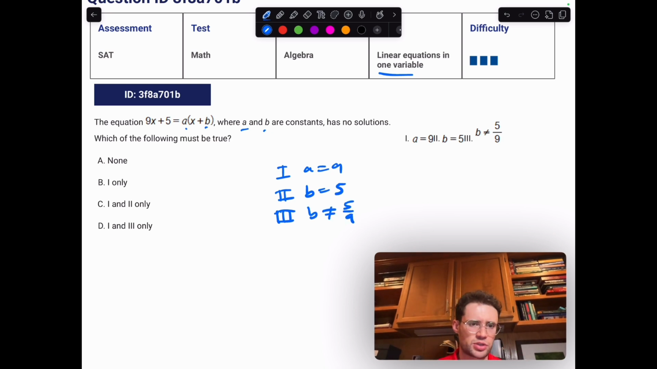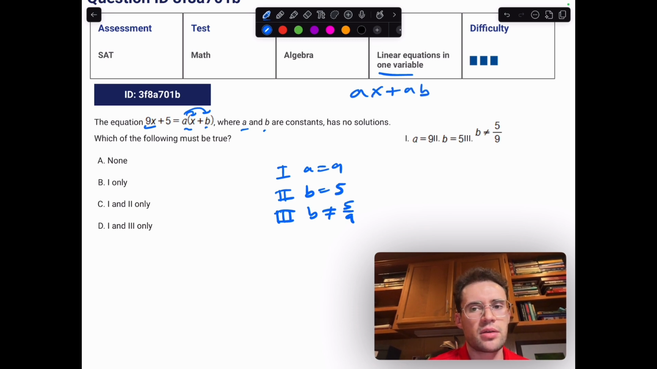We want no solutions. So we want the constants to be different, and we want the slopes, or I should say the coefficients in front of the x term, to be the same. All right, so over here, the coefficient is 9. Over here, if you distribute the a, it will give us ax plus ab on the right side.